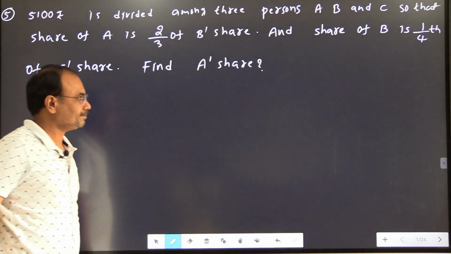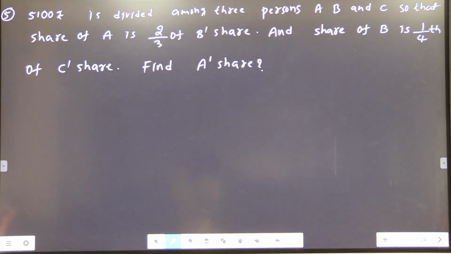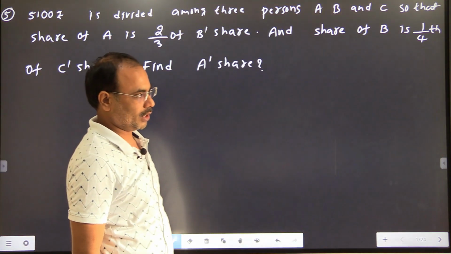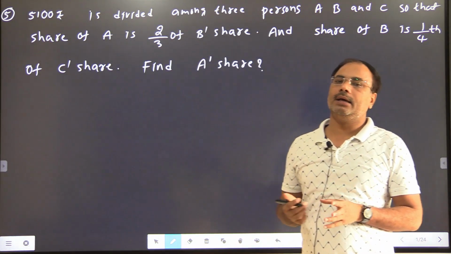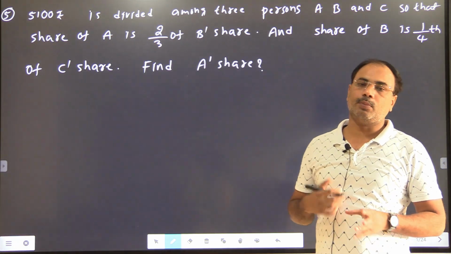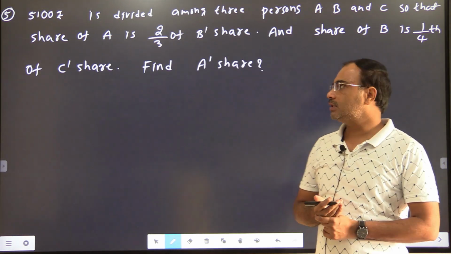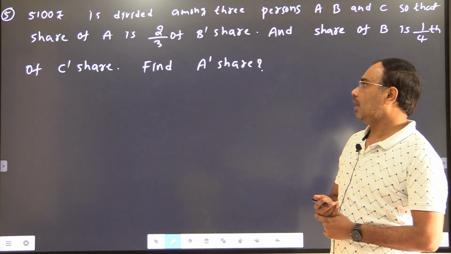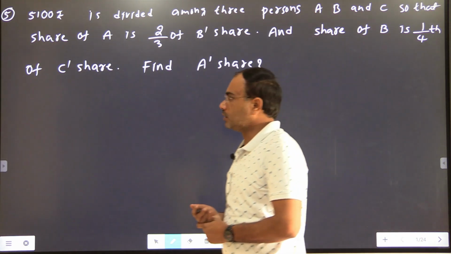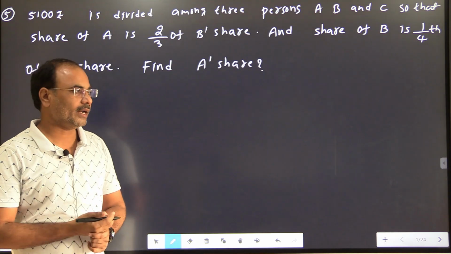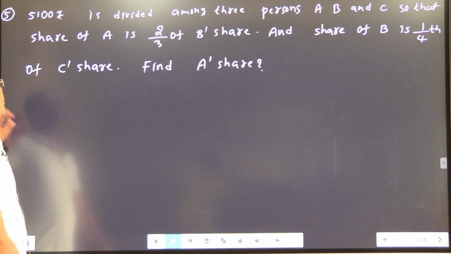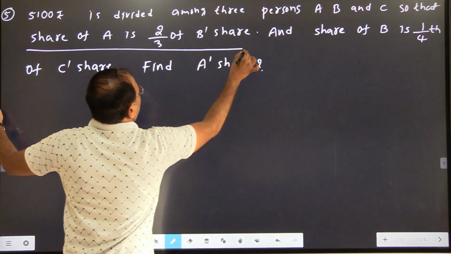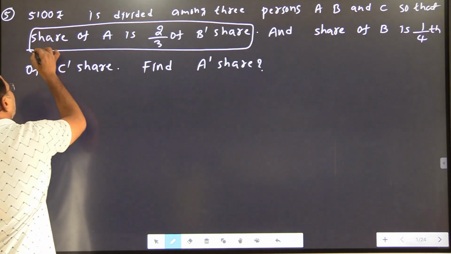Find A's share. In the last question we were given the ratio between the shares. The shares of A, B and C were compared in the manner of ratios. But in this question the shares of A, B and C are compared as fractions. So we divide ₹5,100 among 3 partners A, B and C so that A's share is 2/3 of B's share.